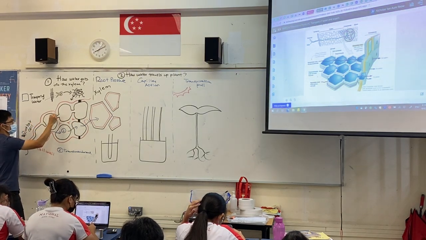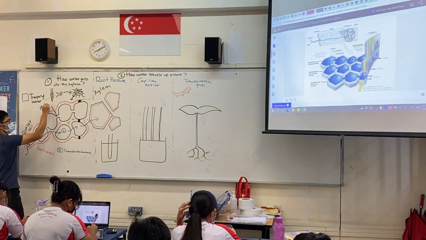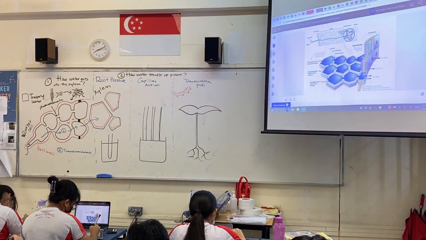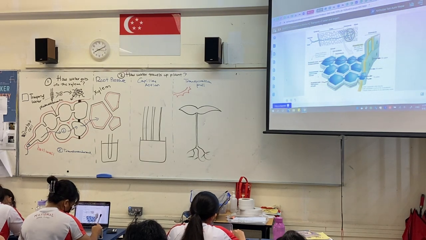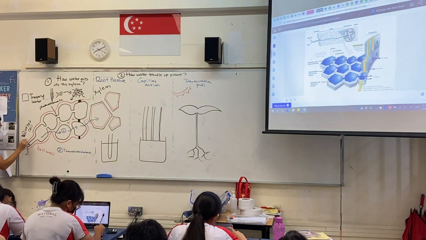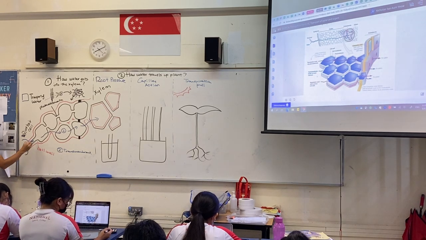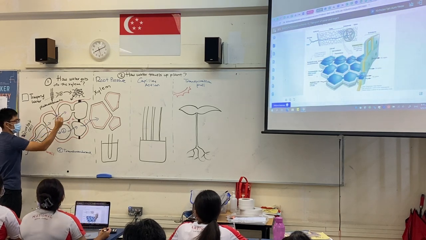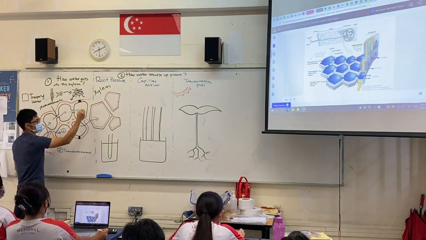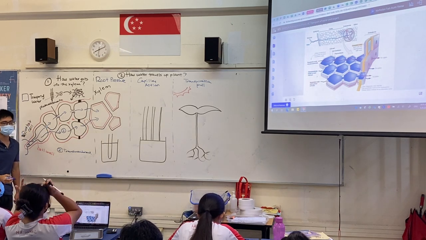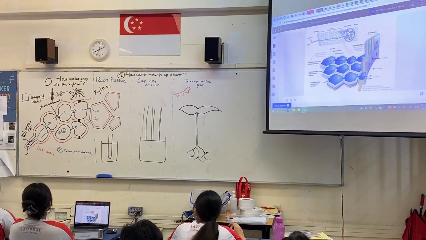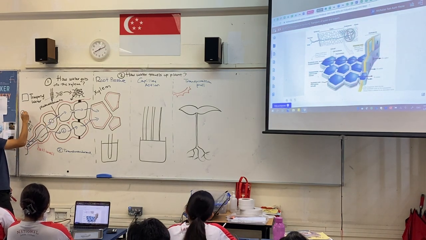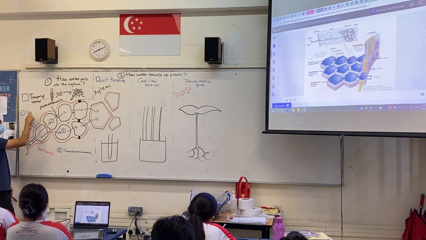So let me label this the plasmodesmata. And water can also move through this much easier route. So if water were to enter the root hair cell, it can travel through the plasmodesmata, through the plasmodesmata, and into the xylem, where water will get transported up to other parts of the plant. And that's route number one that you see inside your textbook. That is the symplastic route.